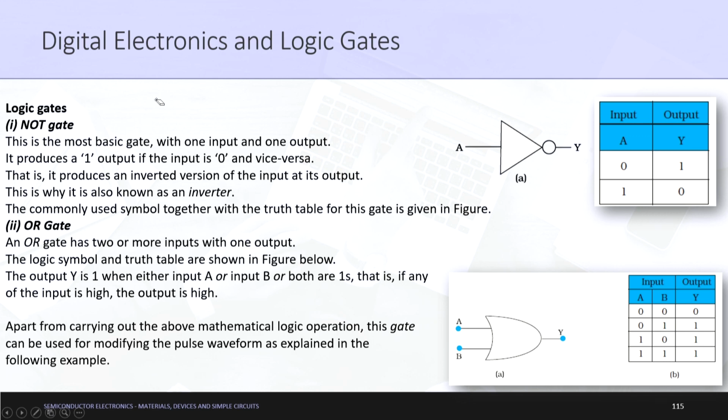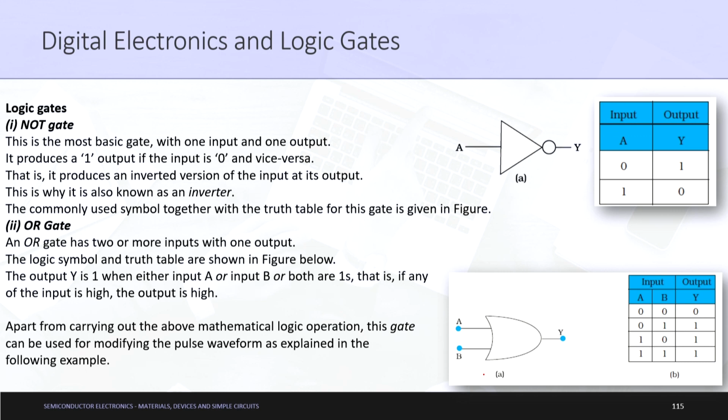Next is the OR gate. The OR gate has 2 or more inputs with one output. As you can see, a minimum of 2 inputs are required and only one output will be there. What is the meaning of an OR gate? It simply means that if either one of them is 1, then the answer will be 1. If neither of them is 1, then the answer will be 0. Simple explanation, we will try to understand.